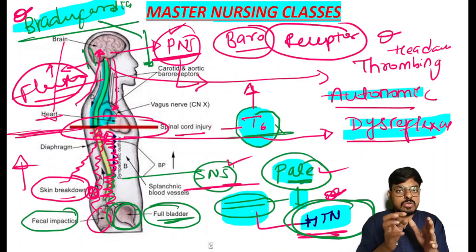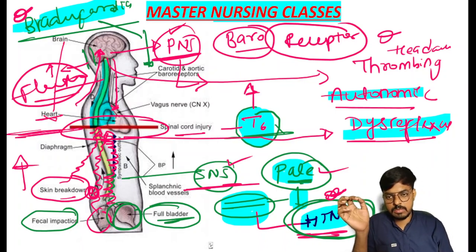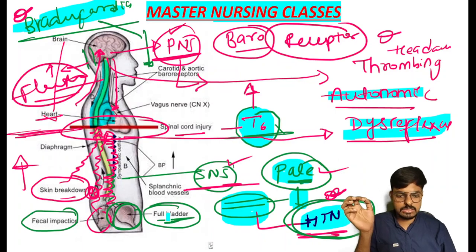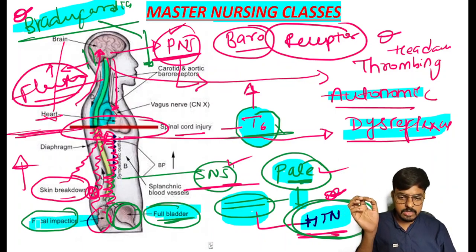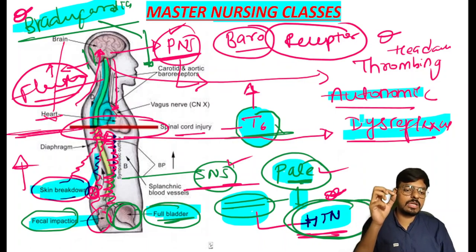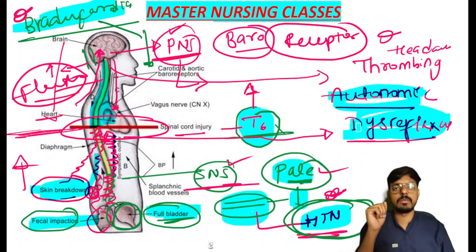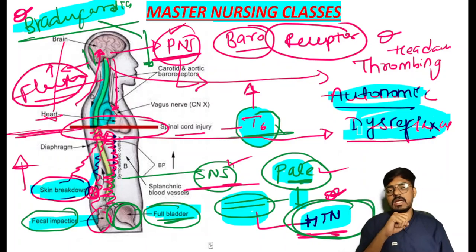Very importantly, these all are occurring because of some noxious stimuli. So that is the full bladder, fecal impaction, and skin breakdown. These particular situations send the signals, and then only autonomic dysreflexia or autonomic hyperreflexia is happening. Otherwise, it won't happen. So the nursing intervention matters here a lot, students.